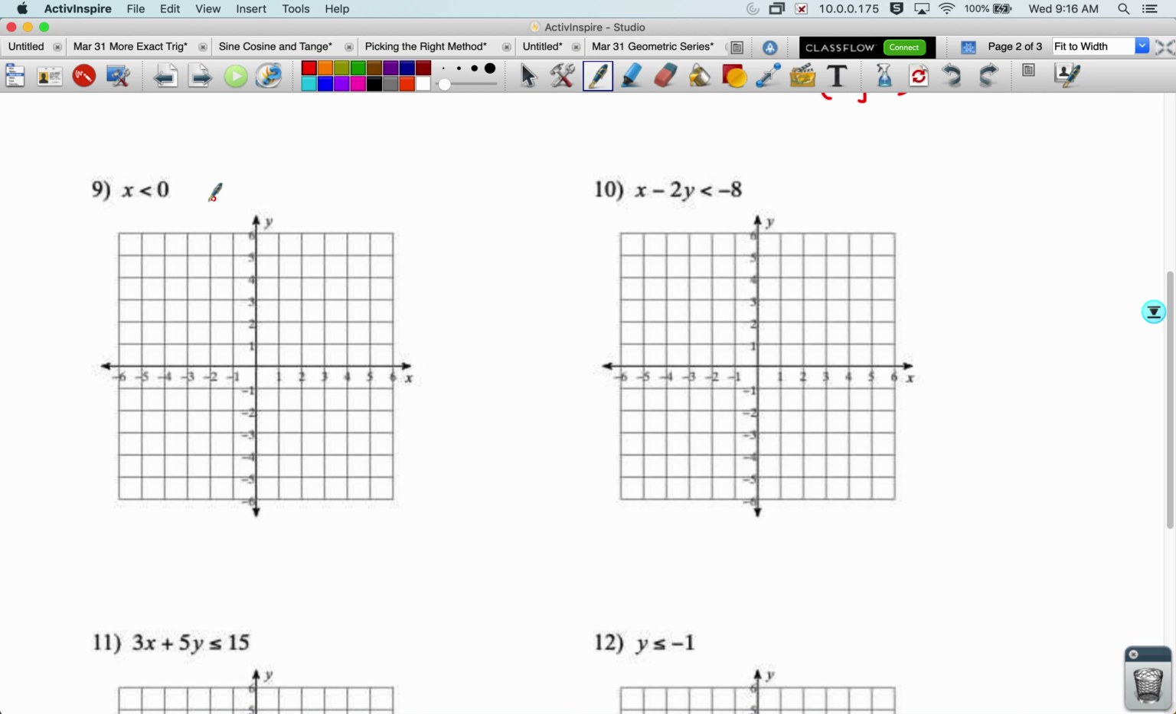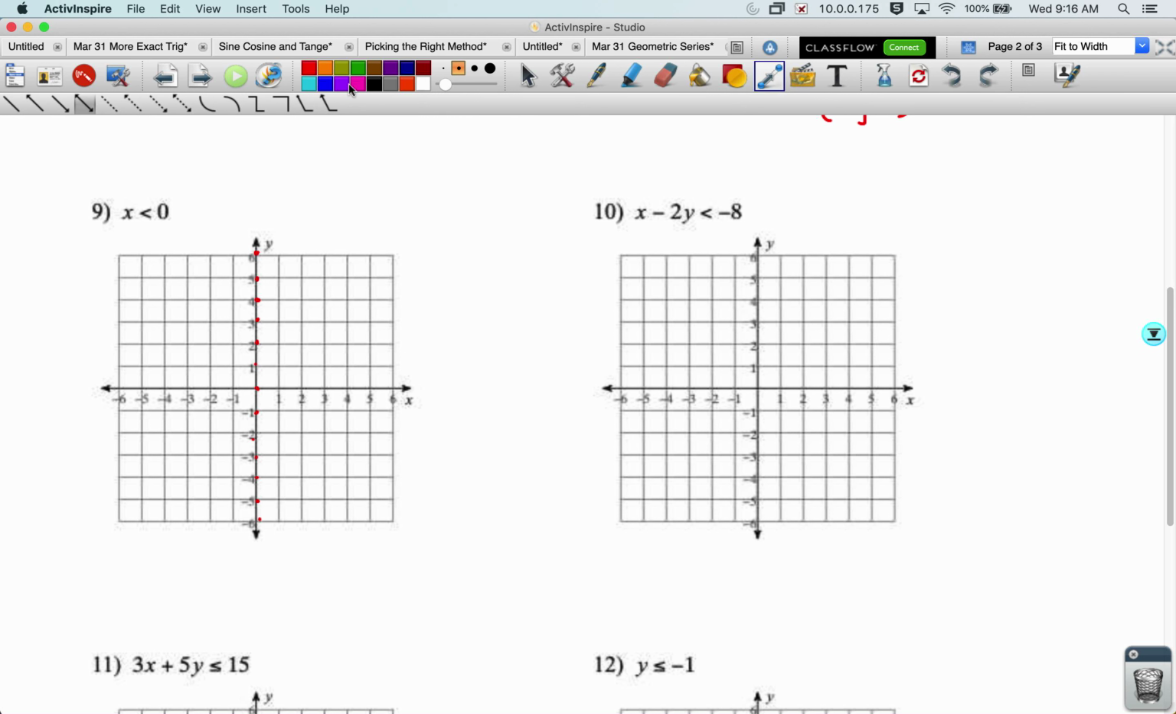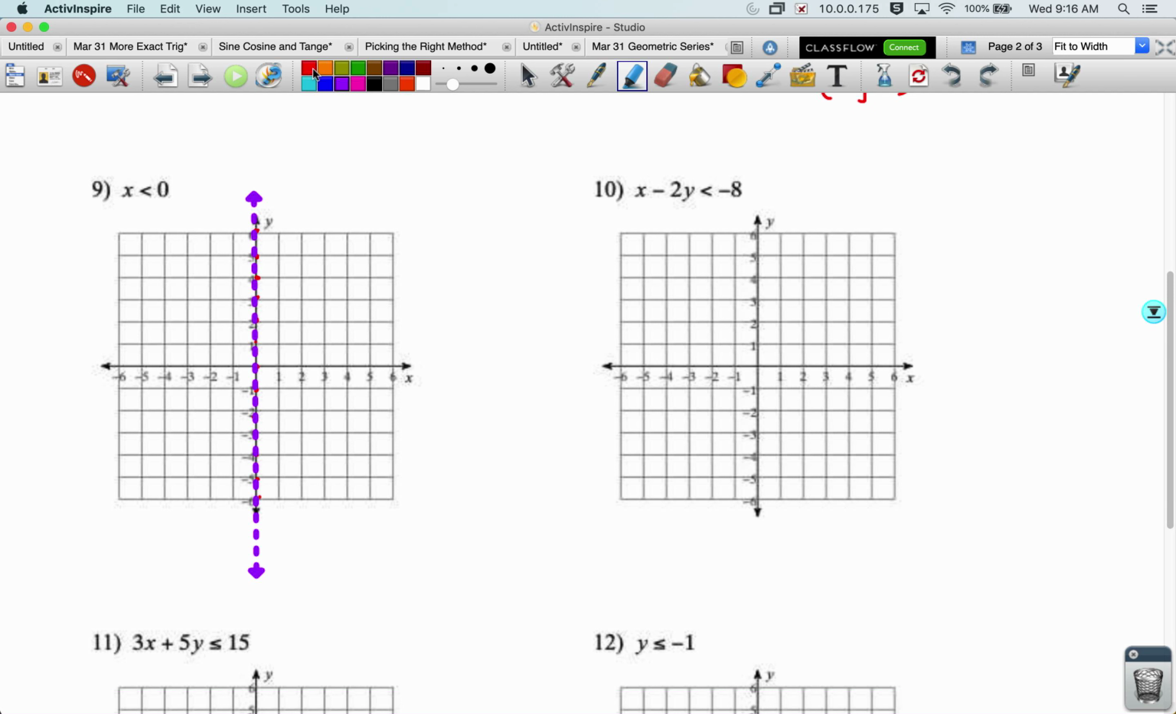Okay, what about just x is less than 0? Well, x equals equations create vertical lines. So I can do a vertical line that hits the x-axis at 0. This needs to be connected with a dotted line. So I'm going to pick a dotted line. And then when it's less than, you're going to shade to the left. Think less than left, or just this points the direction to shade.